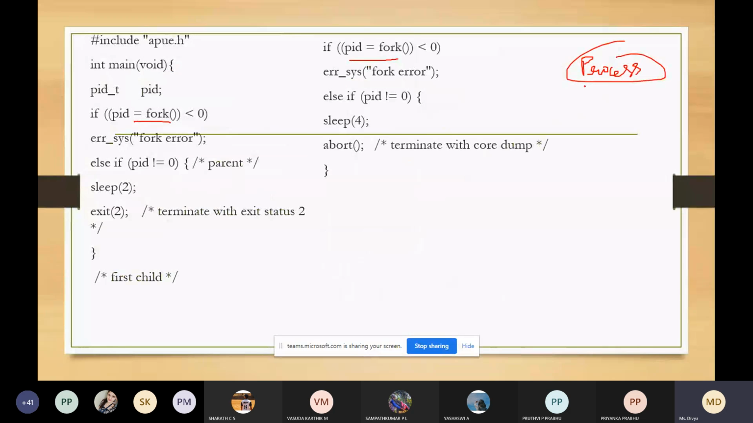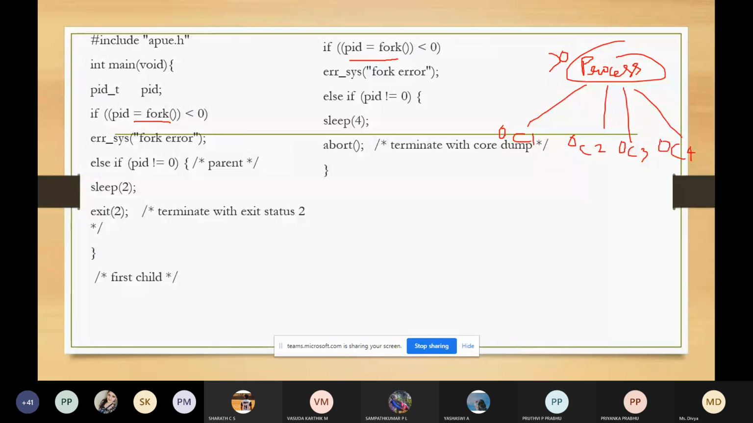So how many children will be created? 4 child processes will be created. I'll write C1, C2, C3, and C4. Now this main process, that is the parent process, will be given a value greater than 0. The child will be returned the value 0.